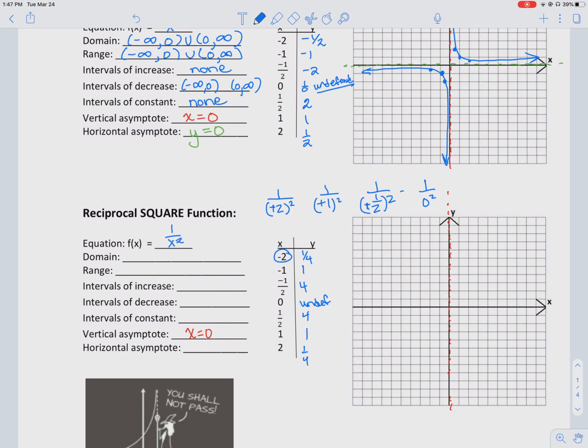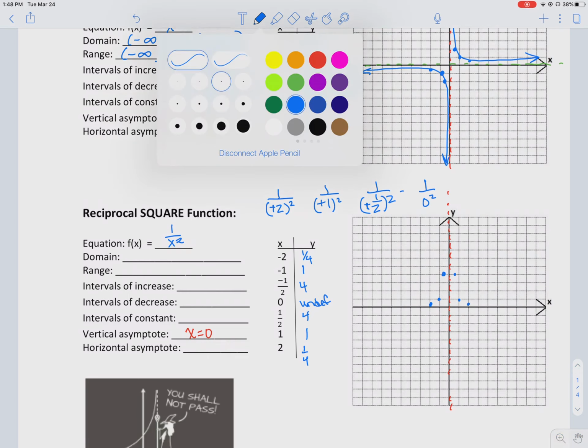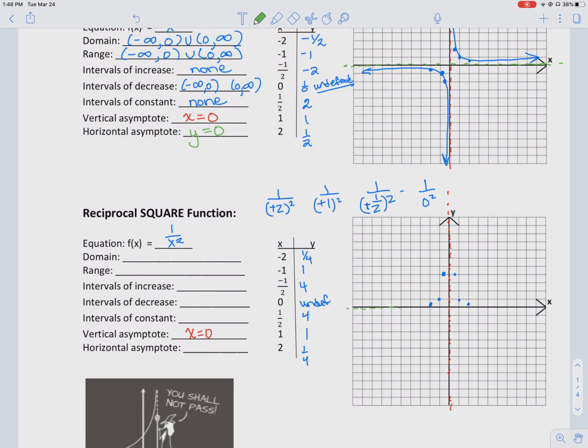Let's just plot those points, okay? So we're going to have negative 2 and a fourth, negative 1 and 1, negative 1/2 and 4. 1, 2, 3, 4. It goes up pretty quick. Then we do the same thing on the other side. Oh, it's undefined at 0, and then 1/2, it's up at 4, 1, 1, and 2 and a fourth. We are also going to have a horizontal asymptote, and that horizontal asymptote is y equals 0.